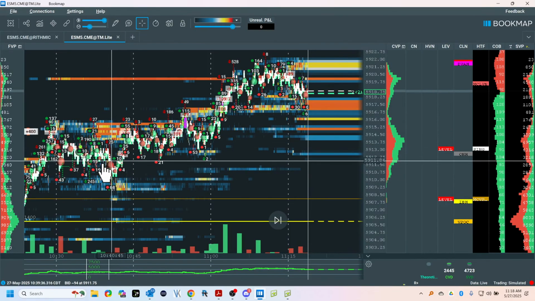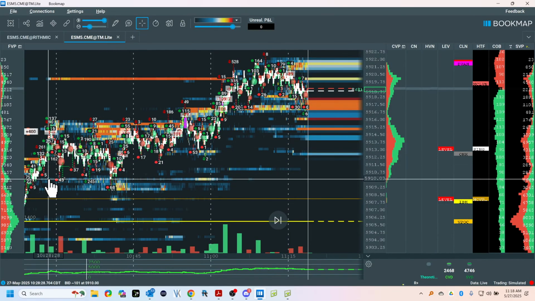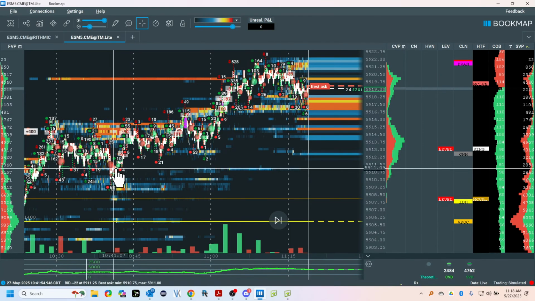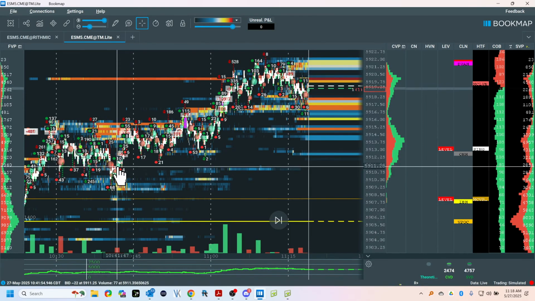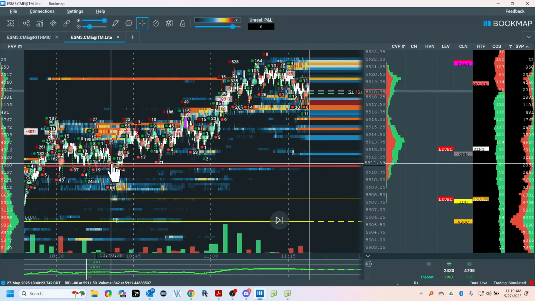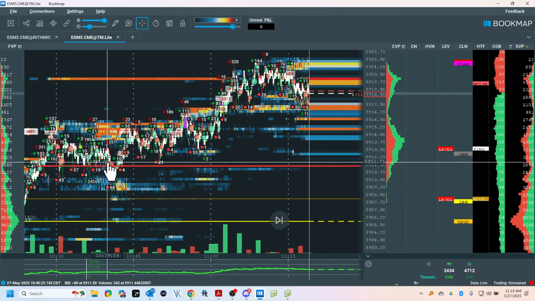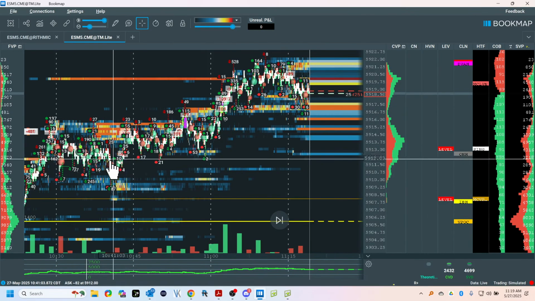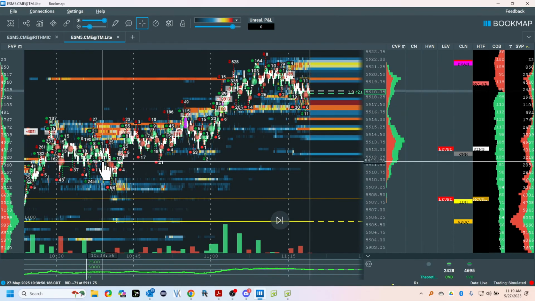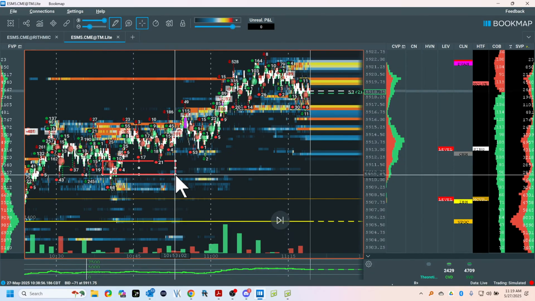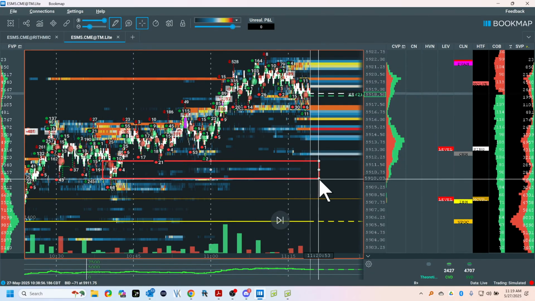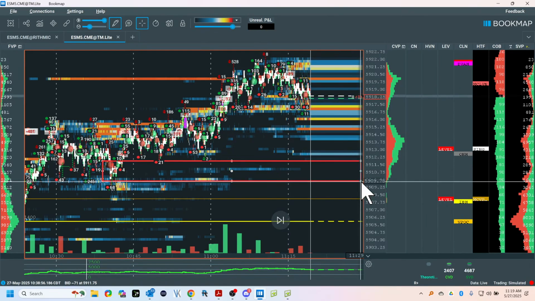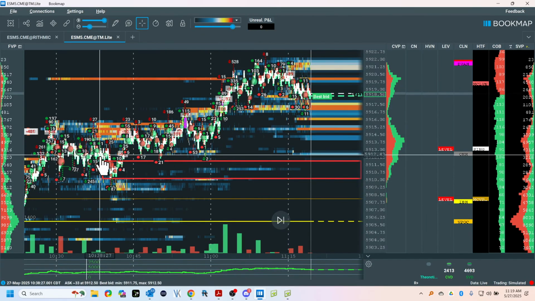Sellers were here. Absorption was here. Sellers were there. They got filleted. We're going to put a little line here. Actually, let me get rid of this one. I'm going to do it a little different. That's support, just something to note. So I'm going to start looking at where the auction changed, right there.